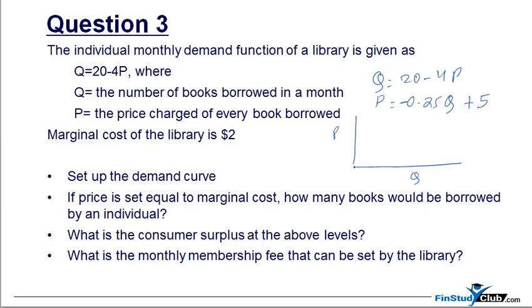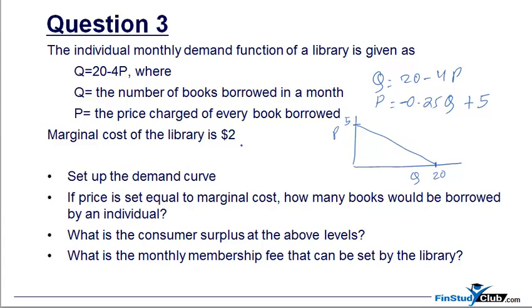So when Q is 0, P shall be equal to 5. So this is one point that we will have, and of course the other point being 20. Alright, because 20 into minus 0.25 becomes minus 5, and minus 5 plus 5 becomes 0. So this is how graphically the curve would look like. Alright, so that's the demand curve.